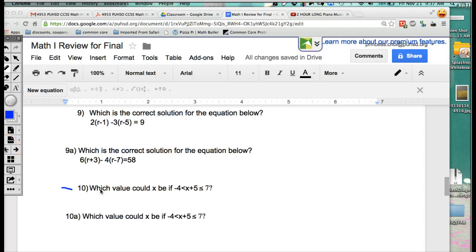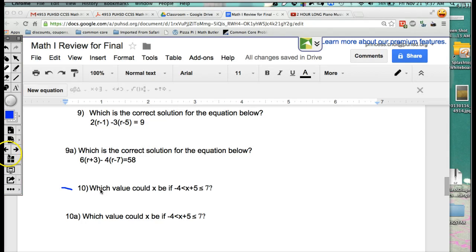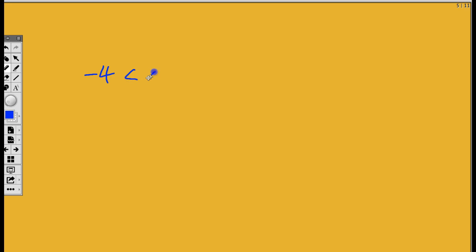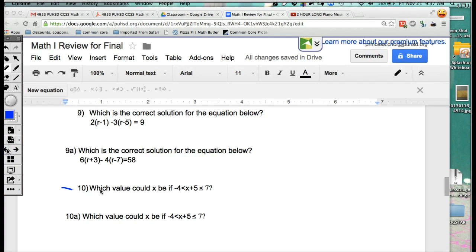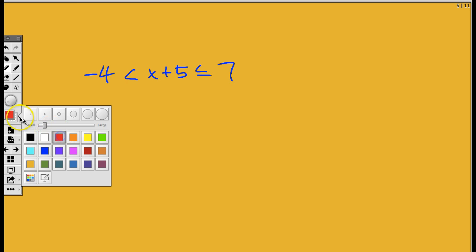So let me go to the yellow page. And uh-oh, I forgot the question already. So which value could x be if we're starting off with -4, and then x plus 5, and then we have to include the equal sign as well, and that is 7. Okay, so, oh my goodness, unfortunately, this question is too easy.